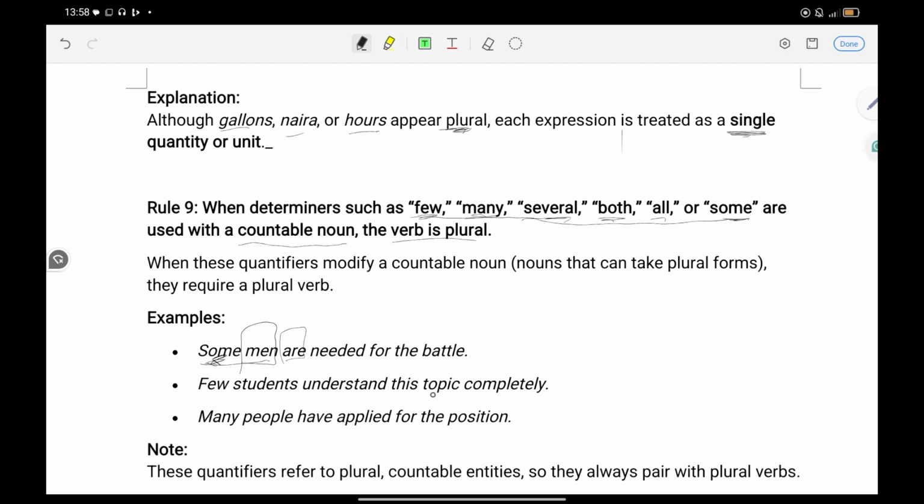Few students understand this topic completely. Assuming it was not a countable noun, this should have been "understands," because that would be a singular verb. But because it is "few students," which is plural, then the verb has to be plural as well. Next, we have: many people have applied for the position. Many people, many being the determiner, and people being the noun, which is plural and countable. So "many people have" suggests plurality.